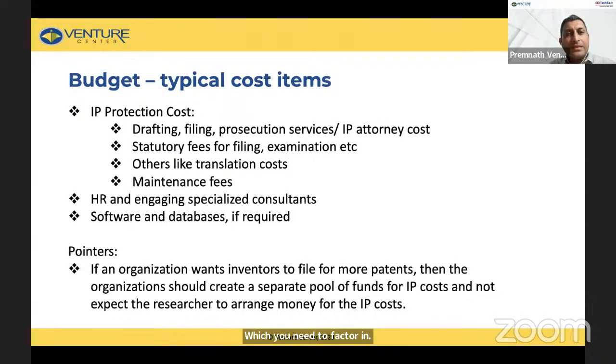This need not be very expensive formal software. For many institutions, the portfolio may not be very large, so they may be able to manage with cheaper sources. So largely your major cost is going to be drafting, filing, prosecution, IP attorney costs, okay, and your own overheads as an organization.